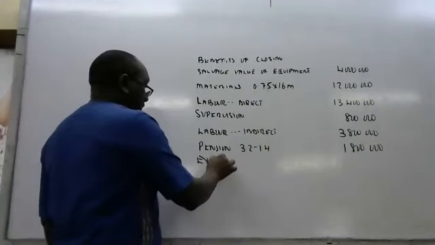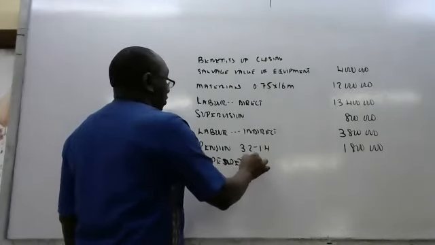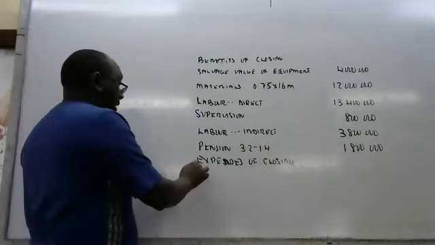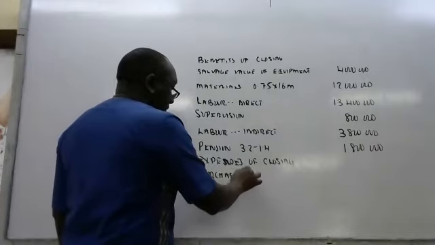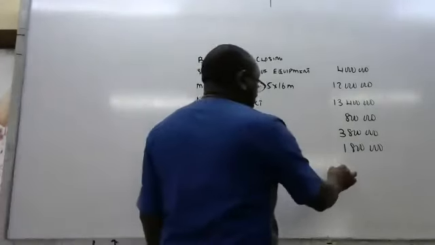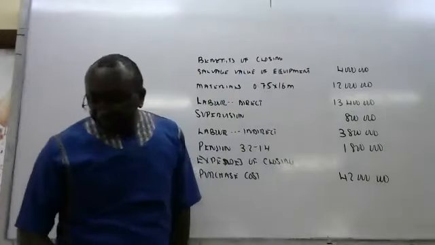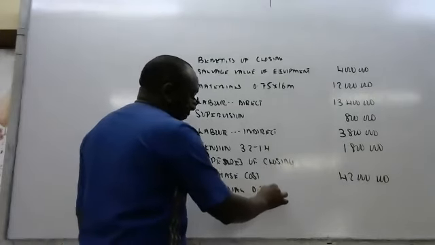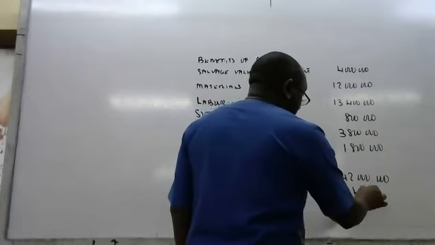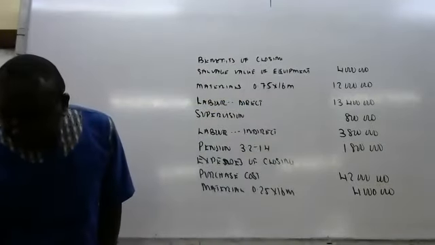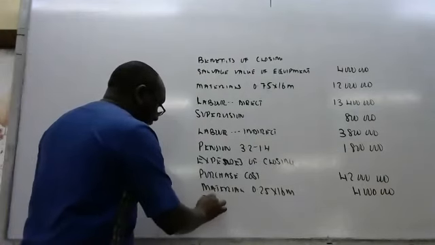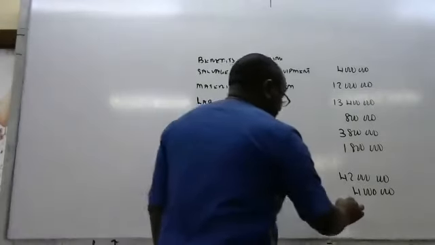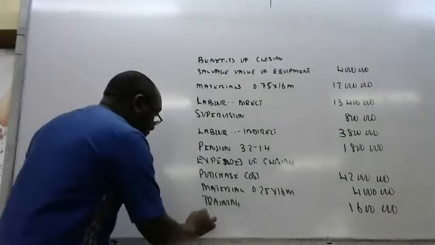Then expenses of closing. If you close, what is it that will suffer? One is purchase costs. You will have to pay these guys 2 million so that they give you the seats. Number two, there is material termination, which is 25% of 16 million. That would be 4 million. The training costs is 1.6 million. So from there, you will get the net benefits.